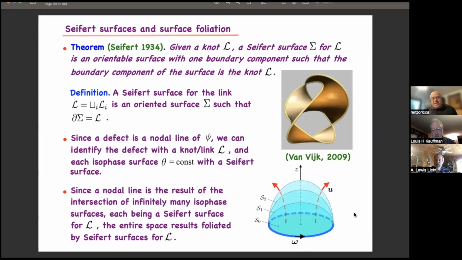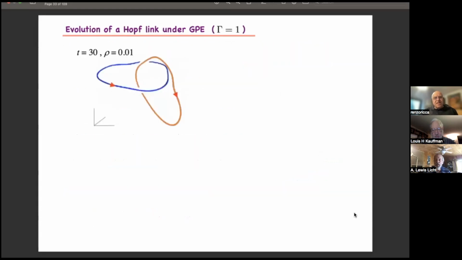At least this was my line of thinking when we approached this problem with Zephyr surfaces. Now, the evolution of the Hopf link has been studied by several authors. Here I show you very, very briefly what was done by Simone Zuccher and myself already six years ago. We start with the link.